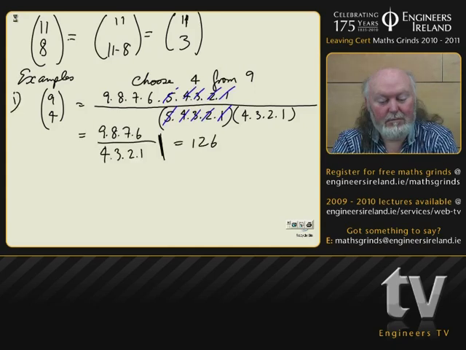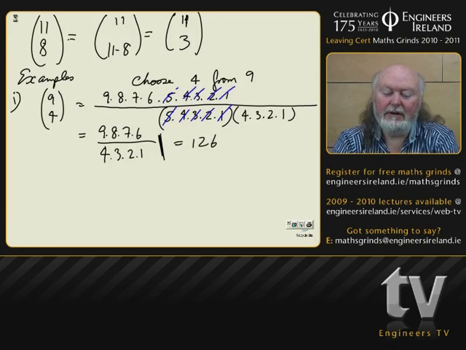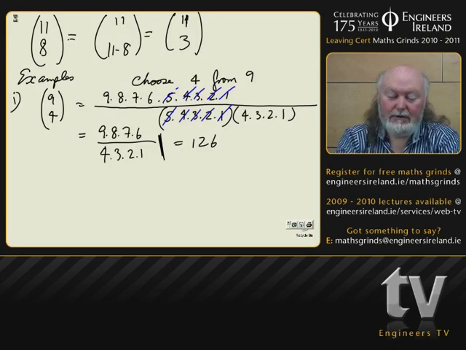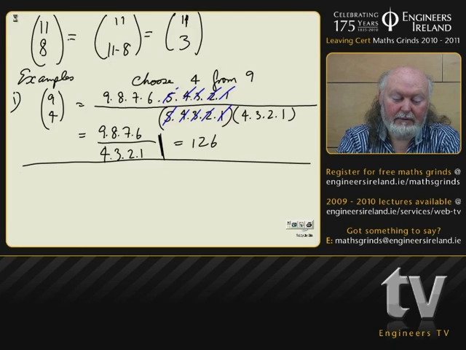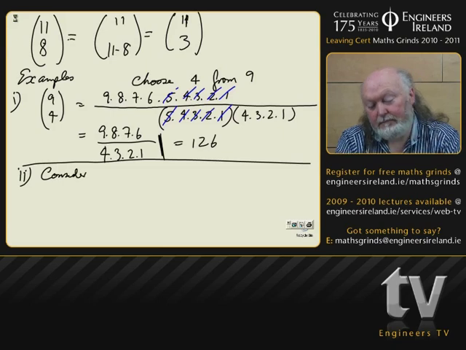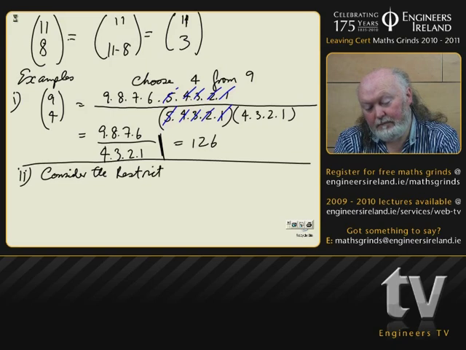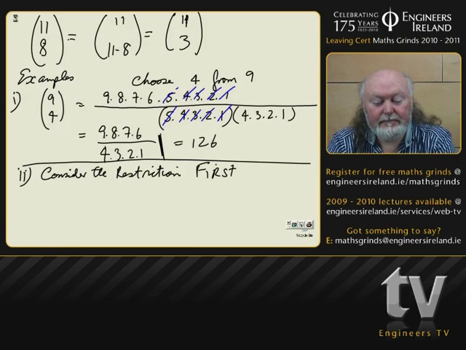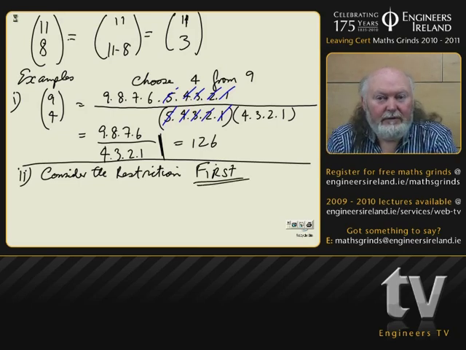the subcommittee. That's a restriction. When you deal with a restriction, you always look to it first. So in this part 2, now say, consider the chairman first. We don't have a choice here. Chairman demands to be on the subcommittee.